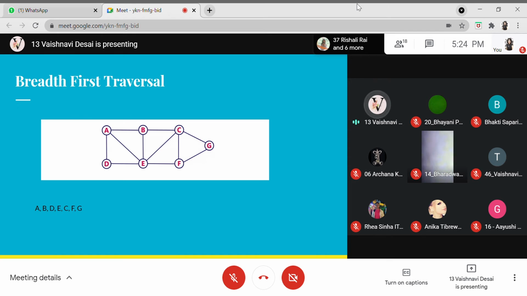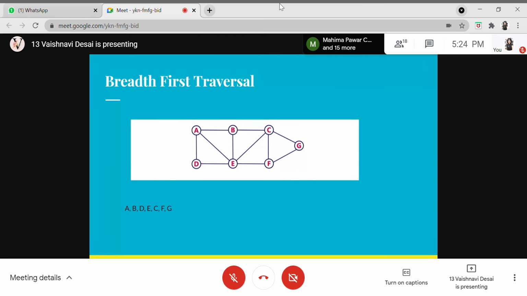The next is breadth first traversal. So what we are going to be doing in breadth first traversal is we are going to be visiting the breadth of the graph first. So again, take a particular node A. A is connected to D, B, and E. So you visit D, B, and E, all three of them. Then after A, you visited B. So B is connected to E, C. So you visit E and C.